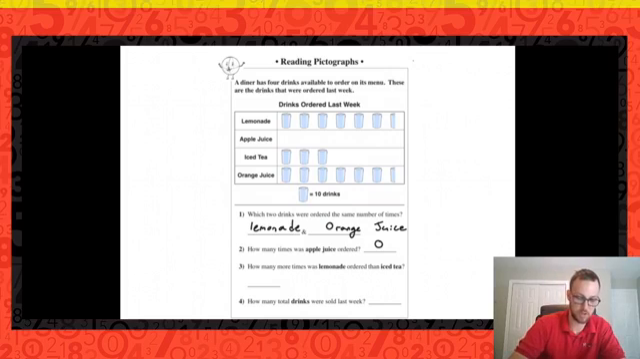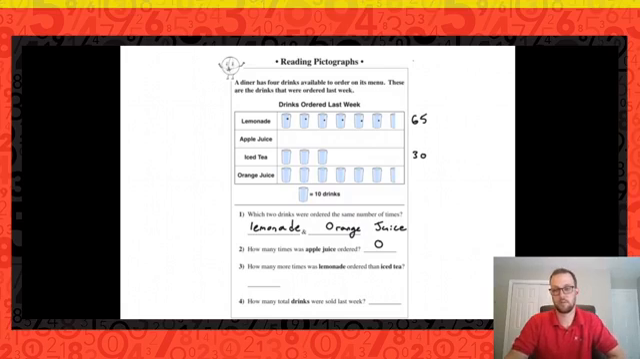So let's take a look. Each image of a glass is 10, so I have 10, 20, 30, 40, 50, 60. I know this one is what? 5. So I've got 65 lemonades. And iced tea was ordered, I've got 3 glasses there, so 30 times.